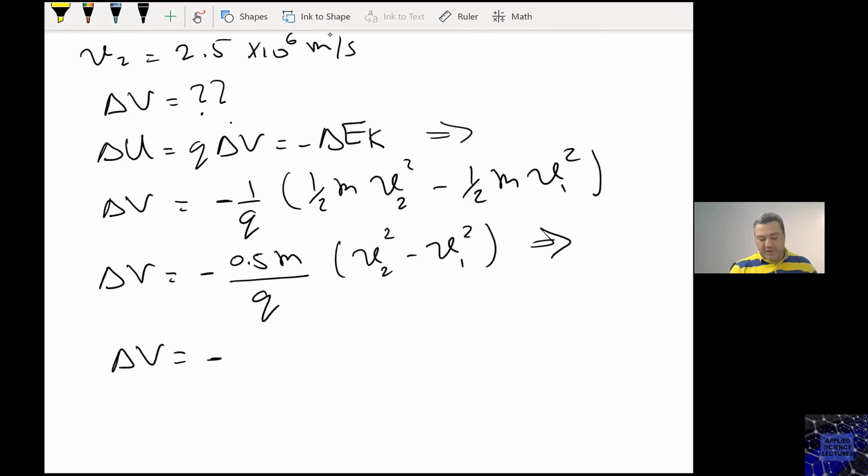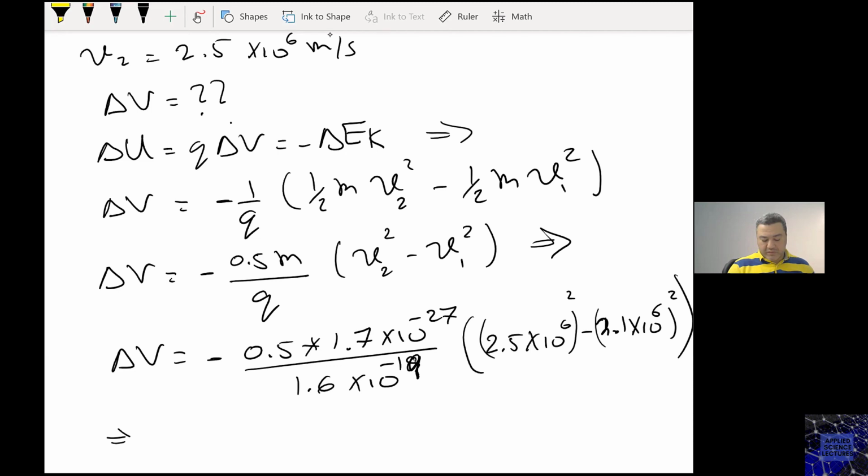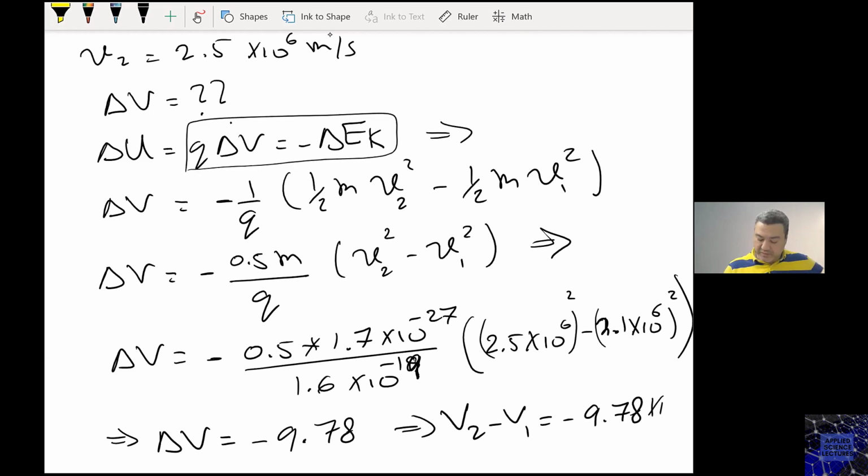Delta V is minus 0.5 times 1.7 10 to the power minus 27 divided by 1.6 10 to the power minus 19, times V2, which is 2.5 10 to the power 6, squared, minus 2.1 10 to the power 6 squared. Delta V becomes minus 9.78, or V2 minus V1 is minus 9.78 10 to the power 3.